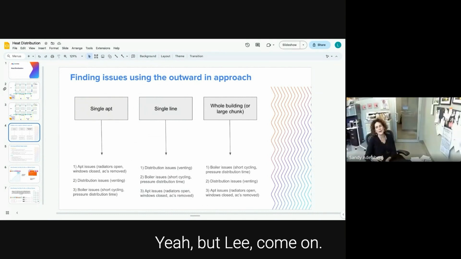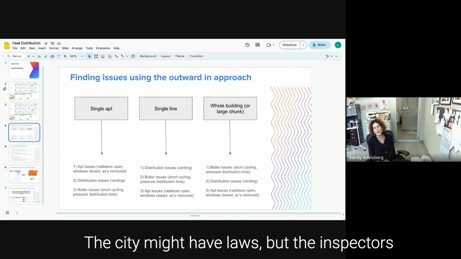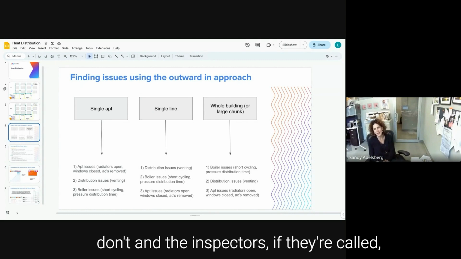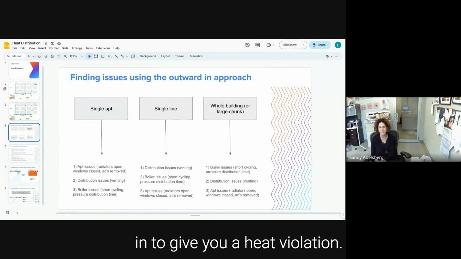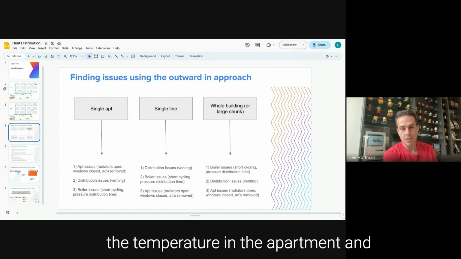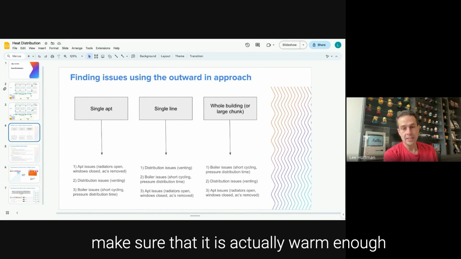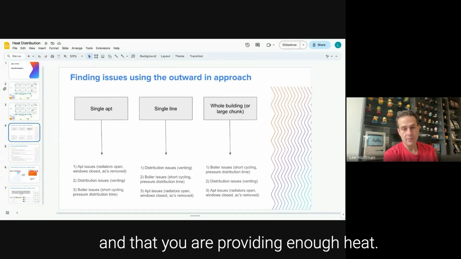Yeah, but Lee, come on. The city might have laws, but the inspectors don't. And the inspectors, if they're called, they're just going to cause you trouble. So we're all between a rock and a hard place. You don't want an inspector in to give you a heat violation. Correct. Which is why you want to know the temperature in the apartment and make sure that it is actually warm enough and that you are providing enough heat.